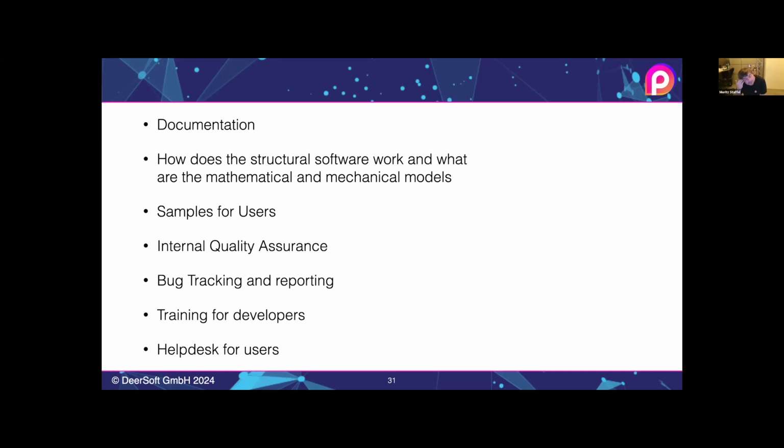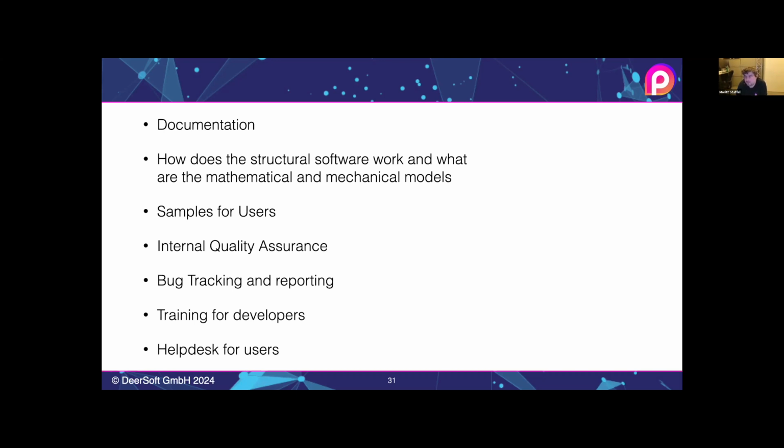We need to have internal quality assurance. For example, here at Dearsoft, this is done by a lot of calculations. So for every change that we make to our software, we have unit tests that check whether the actual calculation results change. And if they change, is this a good change or a bad change?